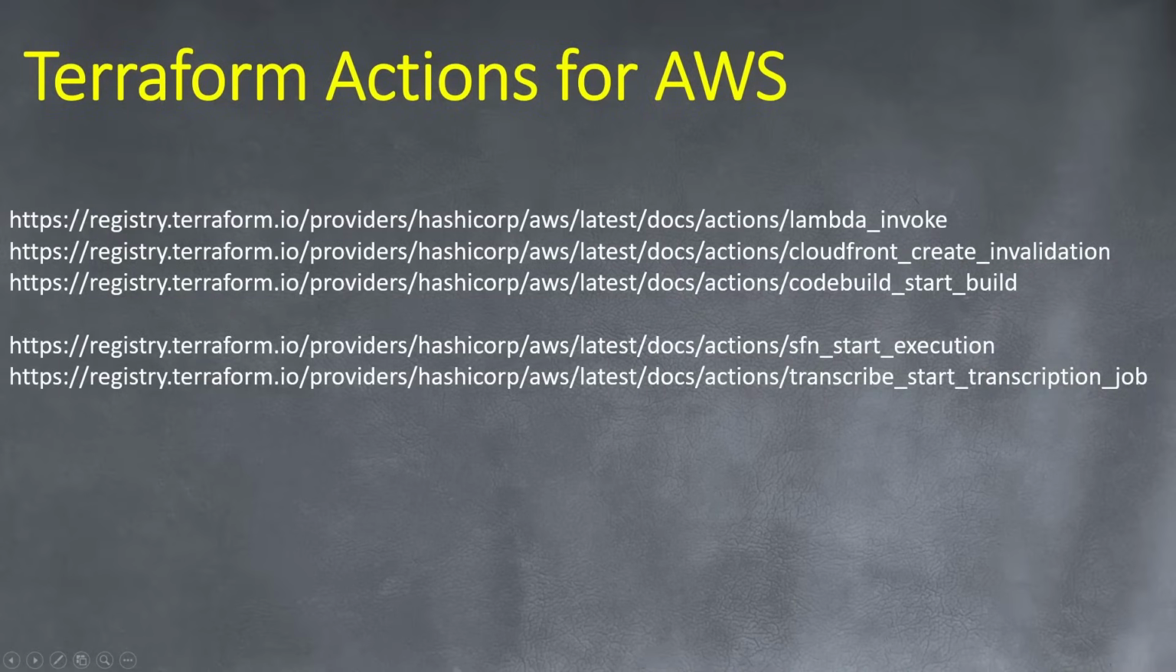And Terraform actions which already exist for AWS: again lambda function invoke, CloudFront create invalidation when you want to invalidate cache, refresh it basically, CodeBuild start build, Step Functions start execution, Transcribe start transcription job, and more will come because it's really new. So you will see more and more actions available.